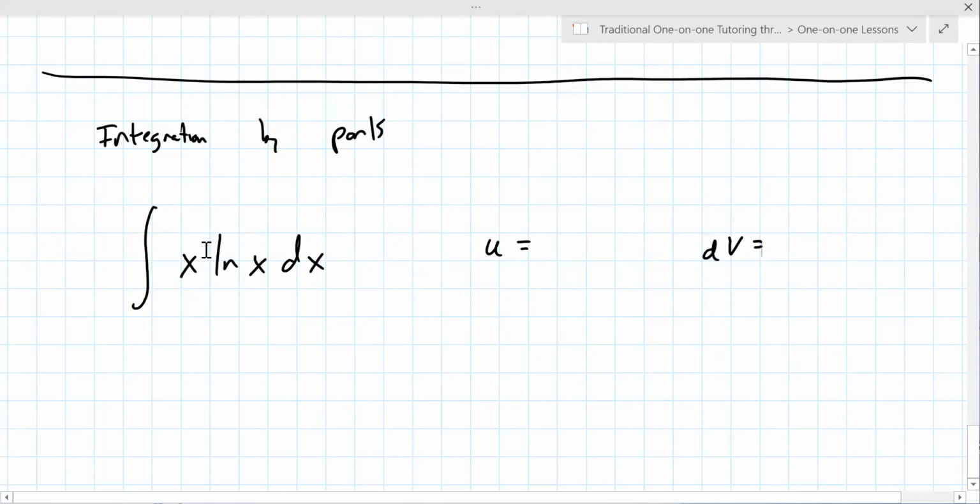You do not know how to integrate ln, but you do know how to take its derivative. You do know how to integrate x dx. So in some ways, integration by parts is easier than u substitution, because you have to be able to integrate one part and take the derivative of the other. What is du here? What is the derivative of natural log of x? 1 over x dx, good.